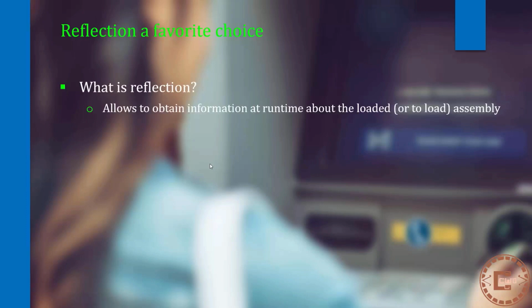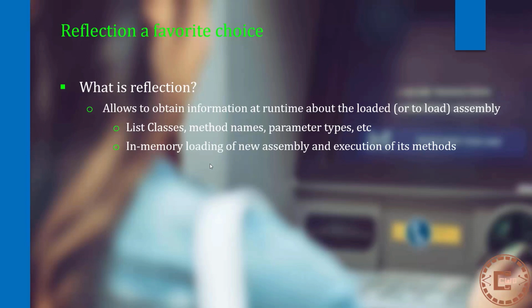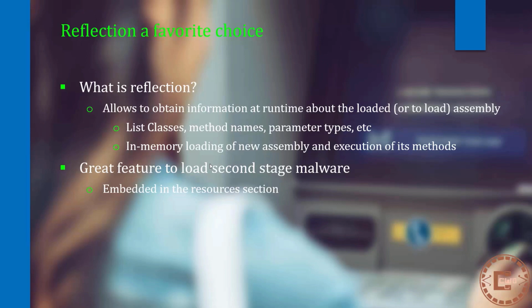So, as I said, reflection allows you to obtain information at runtime about the loaded or to-be-loaded assembly. You can list the classes that it has, the method names, parameter types, and you can do what is called in-memory loading of the new assembly and execution of its methods. That's why it's a great feature to load second stage malware. The malware can come embedded in the resources section, downloaded from the internet, or loaded from disk locally, and once you load it, whatever the source is, you just execute it, which is fantastic.